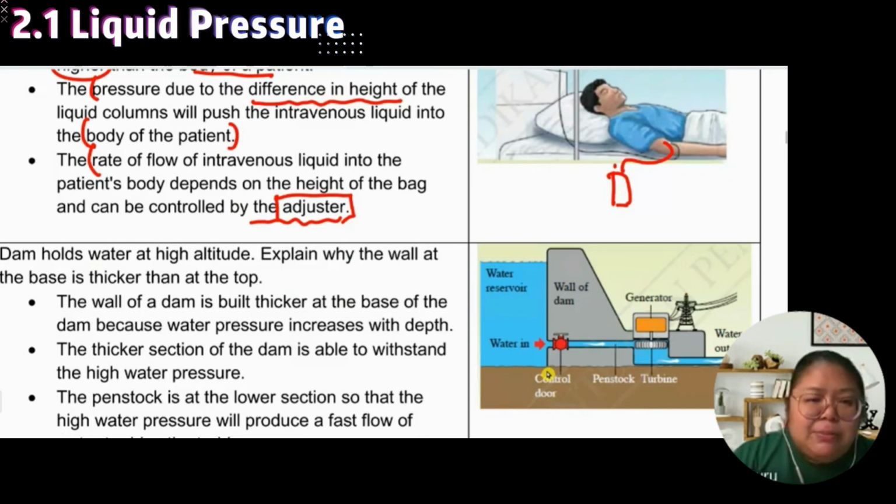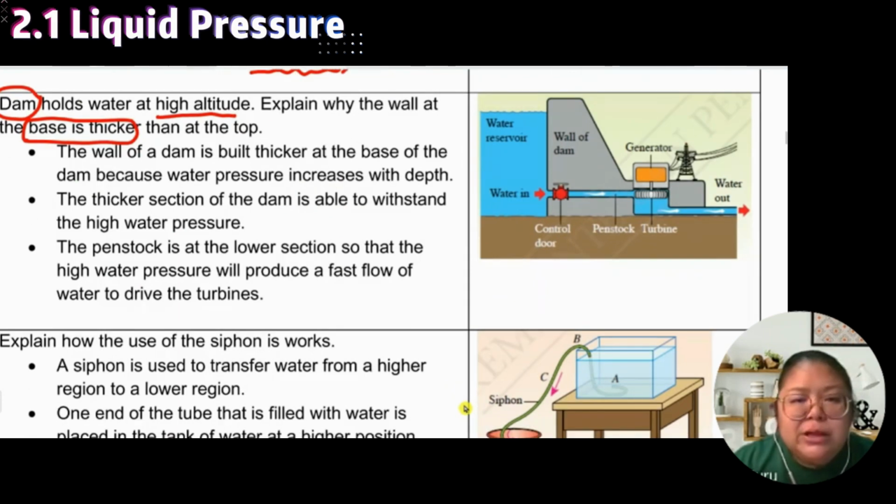Okay, this one is a dam. Normally they will ask about the dam, which holds water at a high altitude. Explain why the wall at the base is thicker. Why do you want to make the base thicker? The wall of the dam is built thicker at the base because water pressure increases with depth. At the bottom, the depth is higher, so the water pressure increases. So the thicker section of the dam is able to withstand high water pressure. So your reason for the thickness is to withstand the high water pressure.